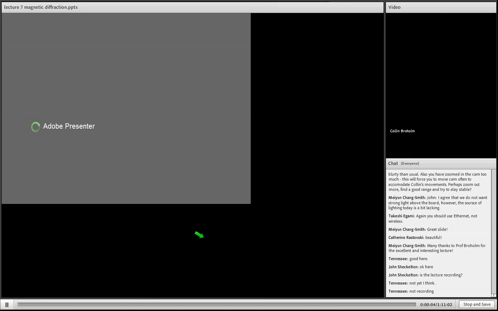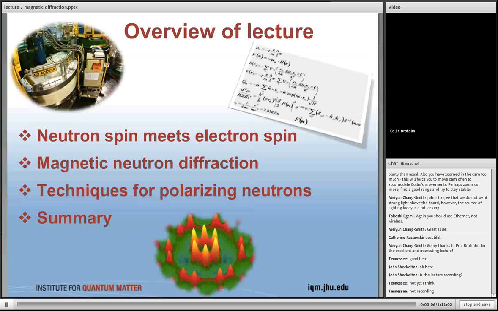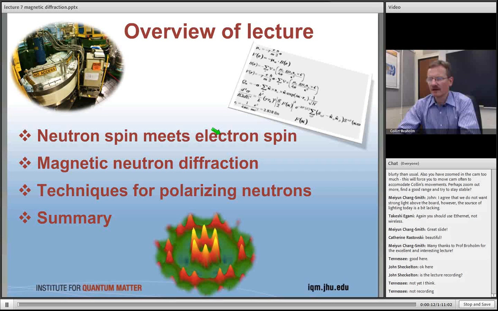So let me just say again for the recording that this is the overview of the lecture. We will talk about the general aspect of the interaction potential between the neutron and the electron spin. Then we talk about magnetic neutron diffraction. We talk about techniques for polarizing neutrons, and we'll give a little example from the field of frustrated magnetism, and it relates to this beautiful little image that you see at the bottom of the screen.